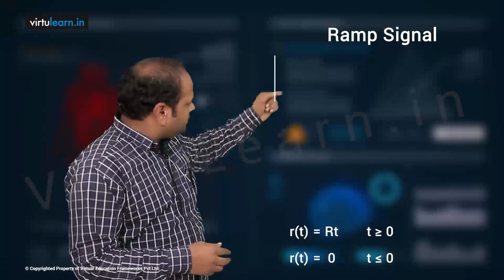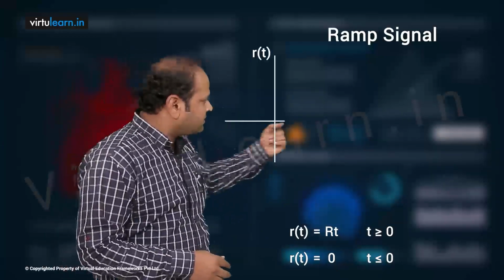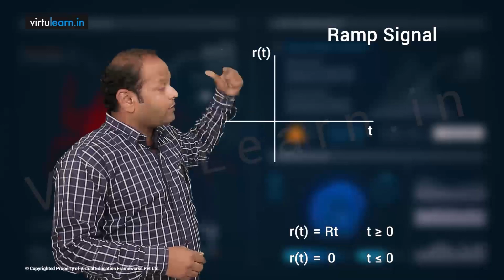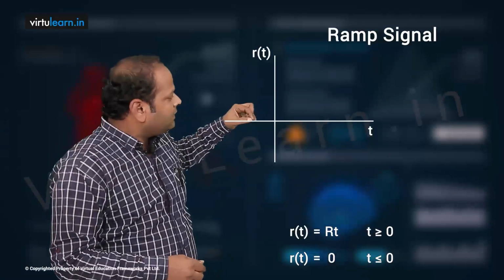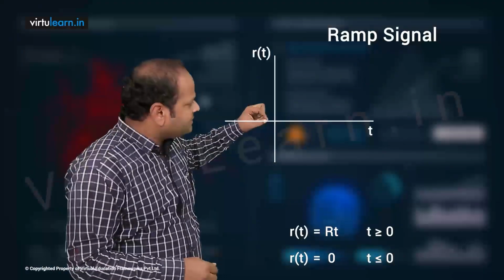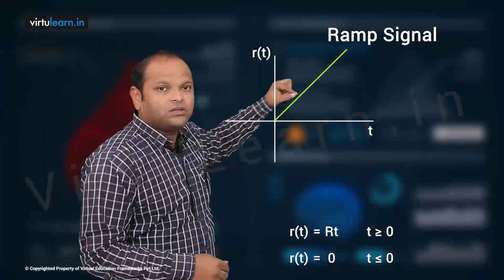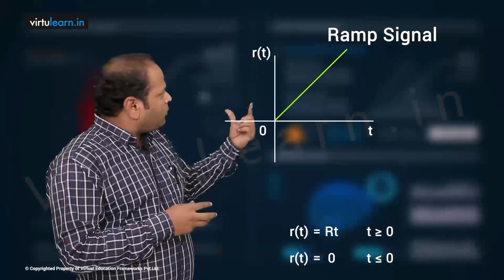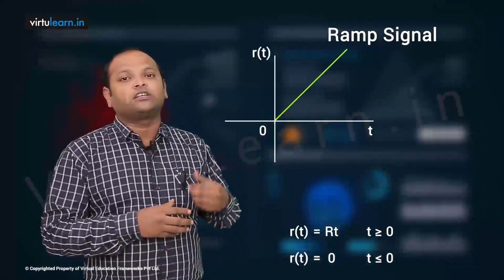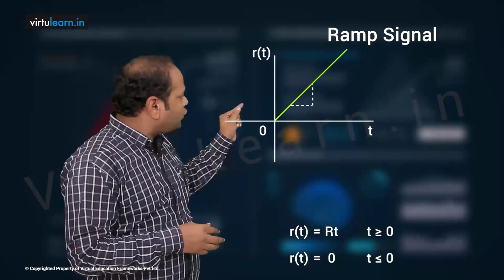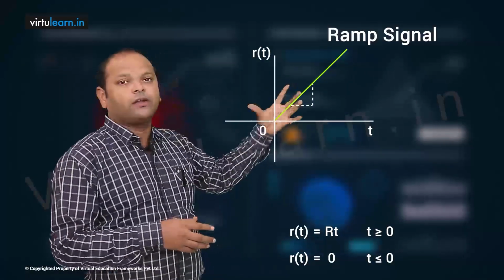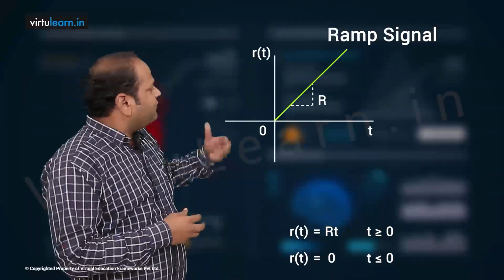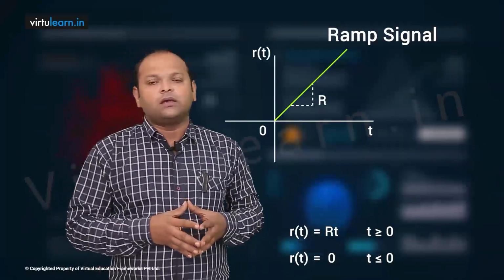So we have this R of t and this is time, and if you look at R of t from the mathematical definition, it is R t. As t is increasing, it is increasing like this. So this is a straight line passing through 0. The slope of it is the magnitude of the ramp. So how can you find the slope? You can take this line and this line and find that ratio, that will be the slope. That slope is R, which is the magnitude of my ramp signal.